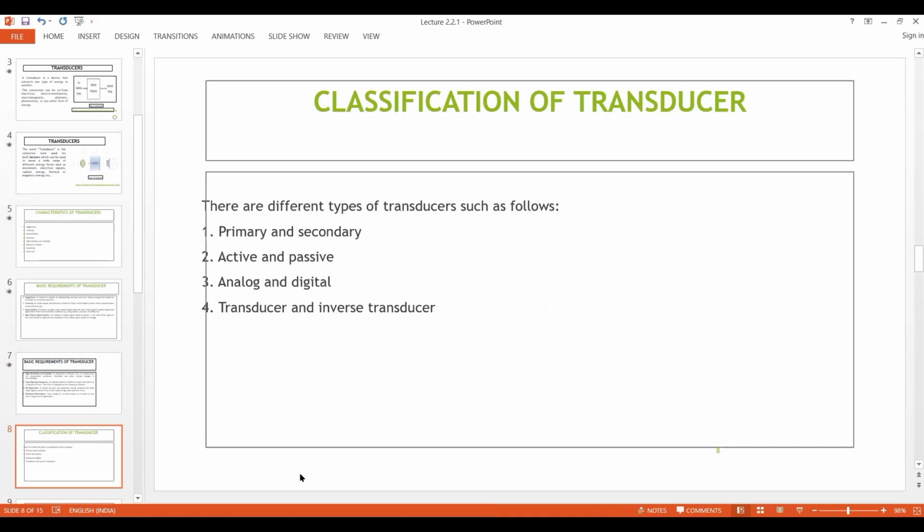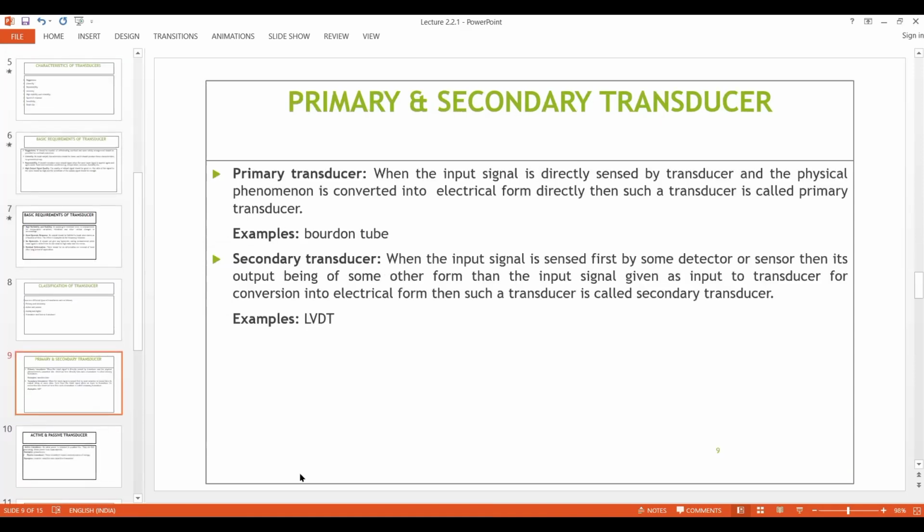Classification: we classify transducers on various parameters: primary, secondary, active, passive, analog, digital, and transducer and inverse transducer. Primary, as you know very well, is one in which there is no conversion from one form to another. Secondary, like the LVDT, is a secondary transducer. Active ones have their own source; passive ones are dependent upon something. Analog is continuous; digital deals with 0 and 1. Then transducer and inverse transducer. For a primary transducer, the example is the Bourdon tube, as I told you, which directly senses and converts.